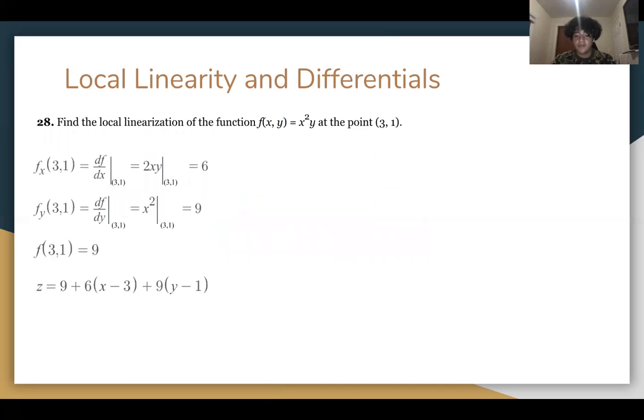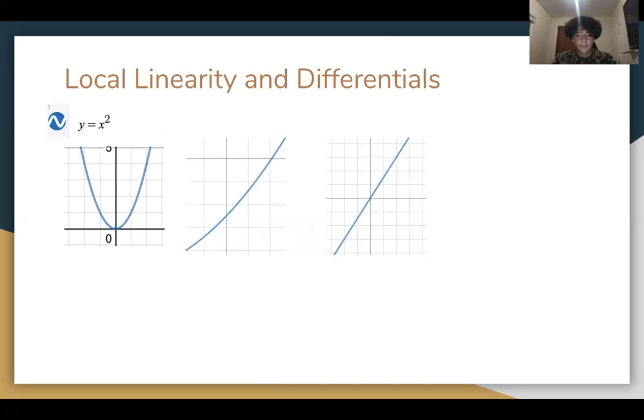But what about differentials? Well, differentials represent a change in the value of the function as we move from a point A to a nearby point x, y.